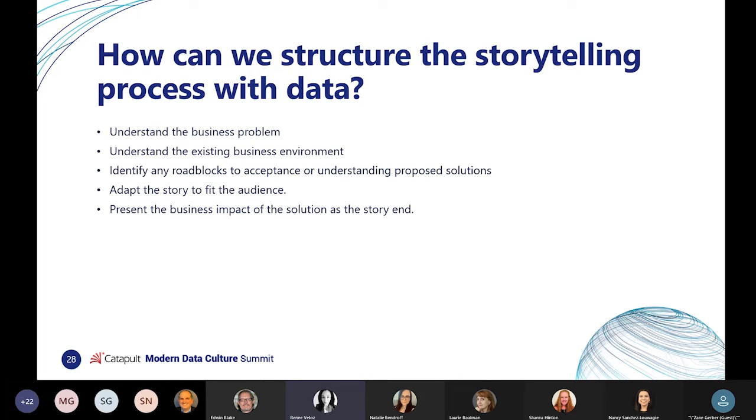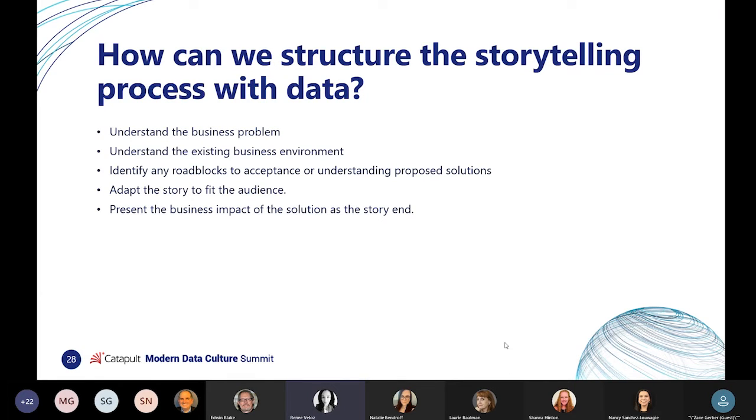Secondly, as I mentioned before, understanding the business environment, understanding who your stakeholders are and what roles they play in the organization, being familiar with the business environment, and understanding how the data that you're trying to deliver impacts those business activities.